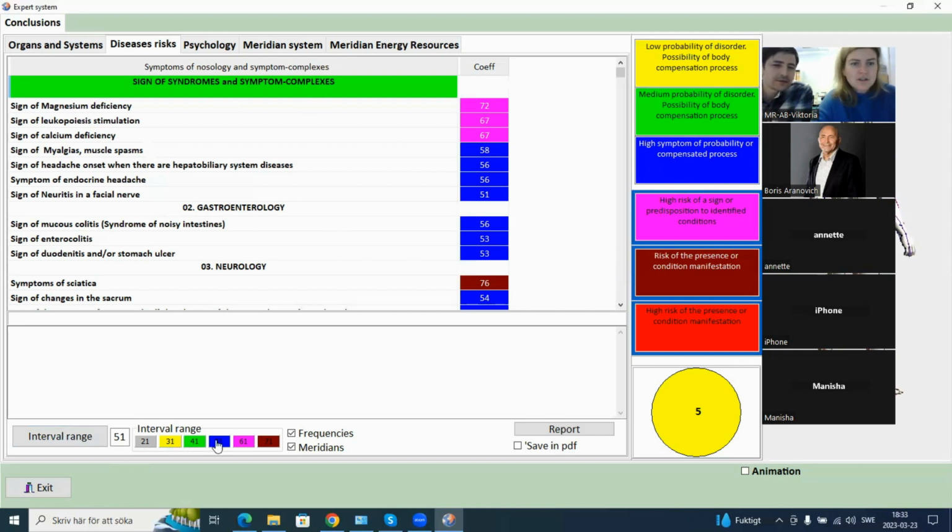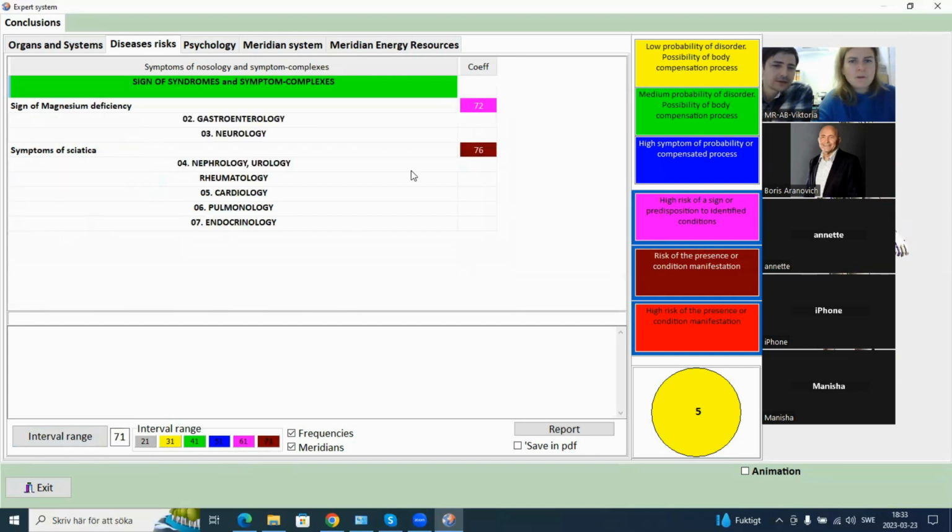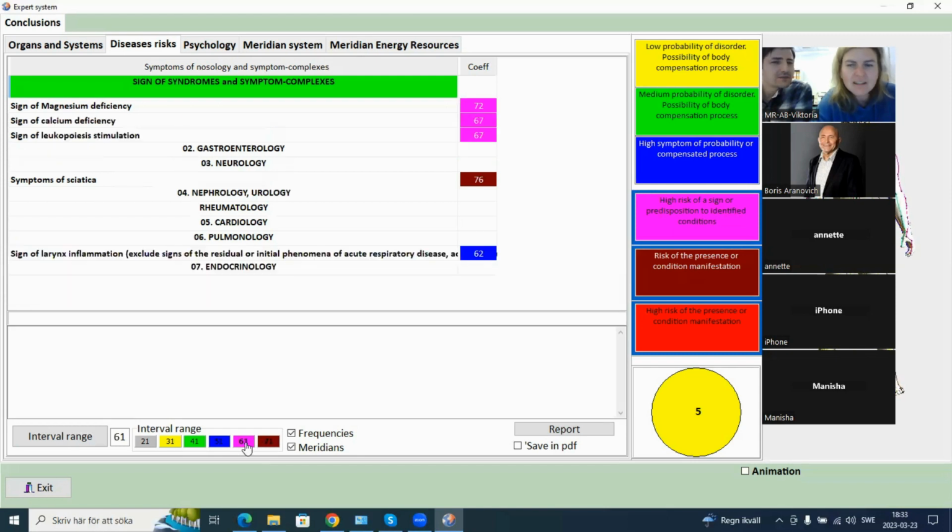Actually, you can change it. So you can just take 71, for example, the highest one, the high risk of problem. So magnesium deficiency, symptoms of sciatica. No idea actually what it means. Annette, maybe you know what it does mean.